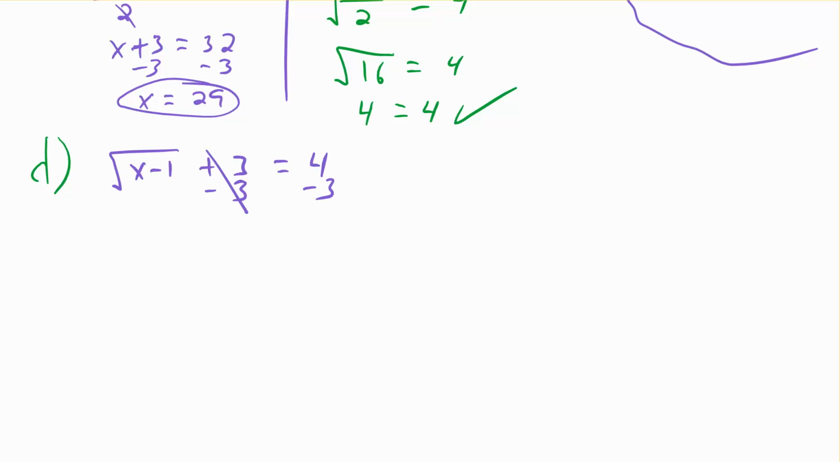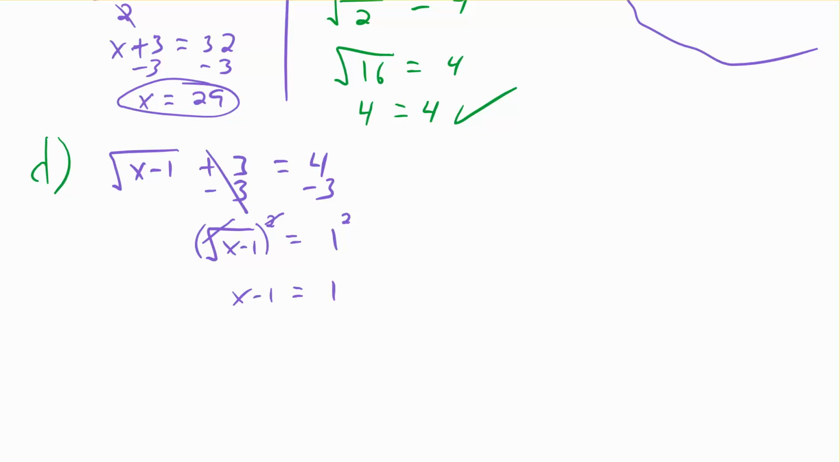So what we have left if we do that is the square root of x minus 1 is equal to 4 minus that 3, which is 1. Next thing, I can't get rid of that -1 under there yet because it's trapped under the square root symbol. So I'm going to have to square both sides. So I do that. Square cancels with the square root. I end up with x minus 1 is equal to 1 squared, which is still just 1.